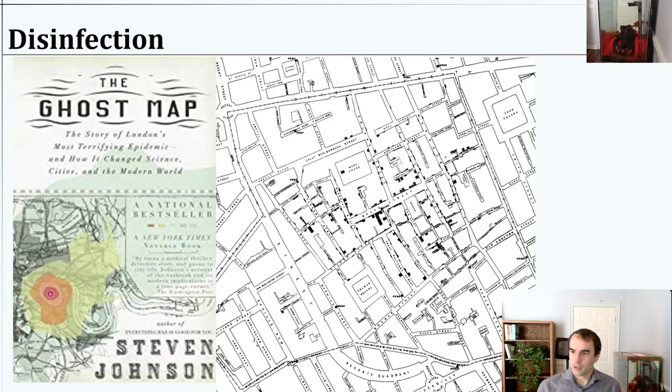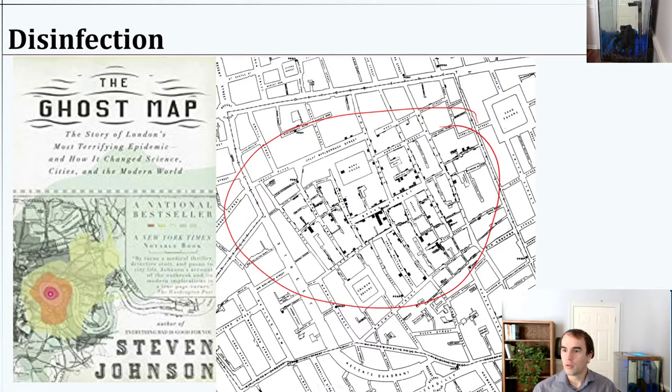So essentially this area of London was where the outbreak was happening. And if you see these little squares, these black squares, each of the black squares represents, and really you'll see some that are kind of small and then some that look like they have several layers added to them, like that. Those each represent one person who died at that address.